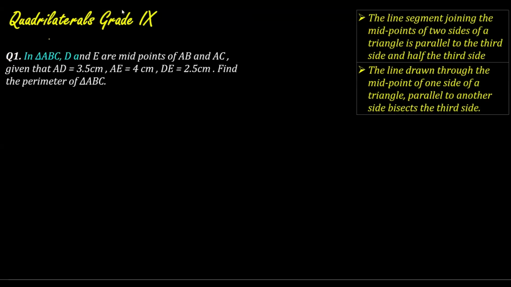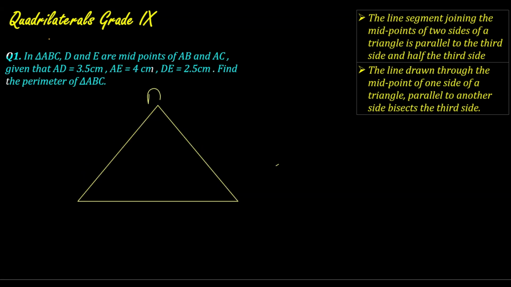In the first question, it says in a triangle ABC, D and E are the points on side AB and AC. Given that AD is 3.5, AE is 4 centimeter, DE is 2.5, we have to find the perimeter of triangle ABC. So let's say I take a triangle ABC. Further, it's given that D is the midpoint of AB, right? And E is the midpoint of AC. And what we have to find out is the perimeter of triangle ABC.